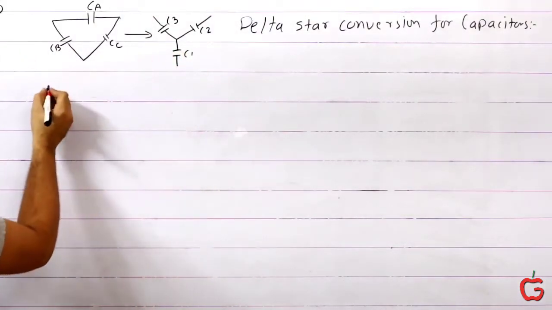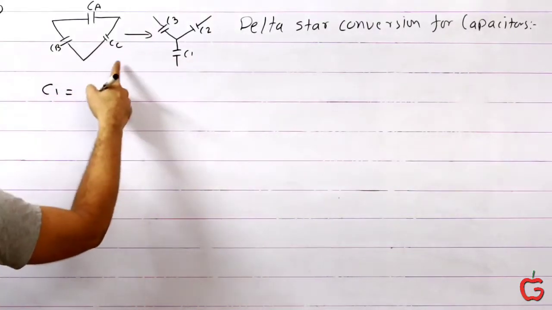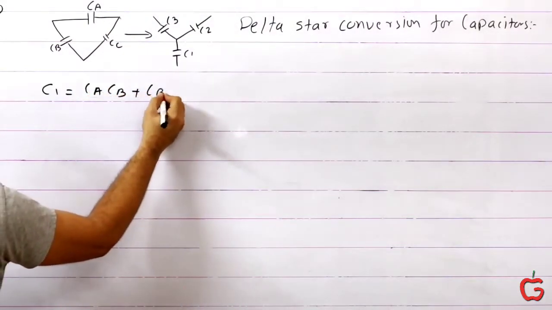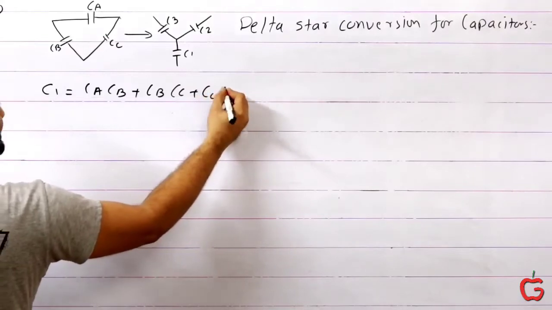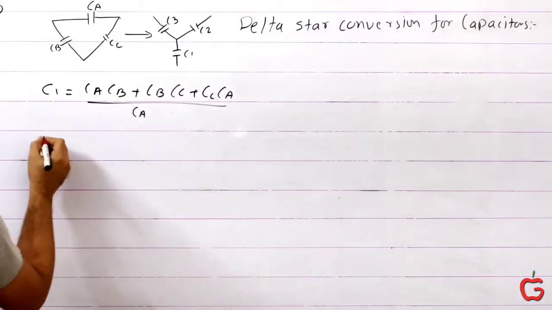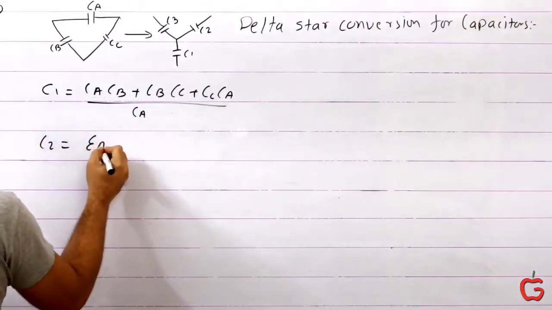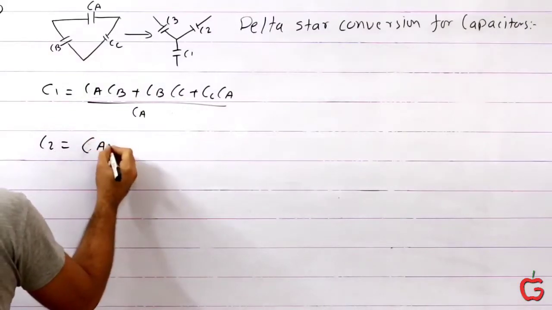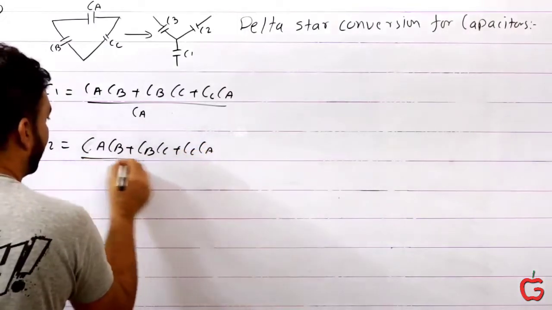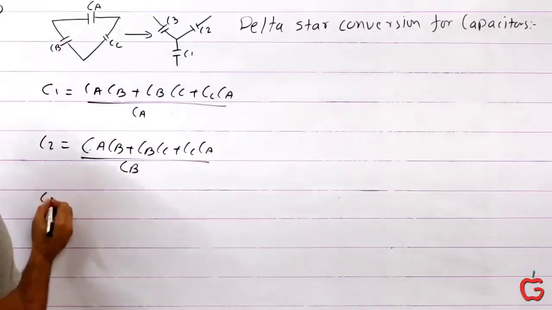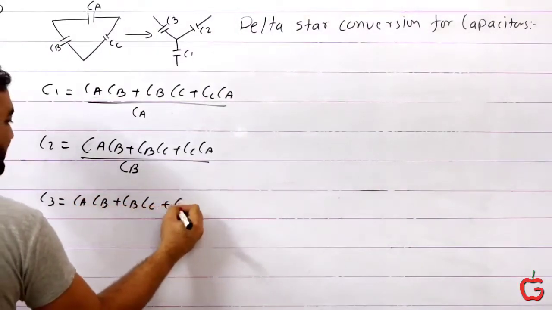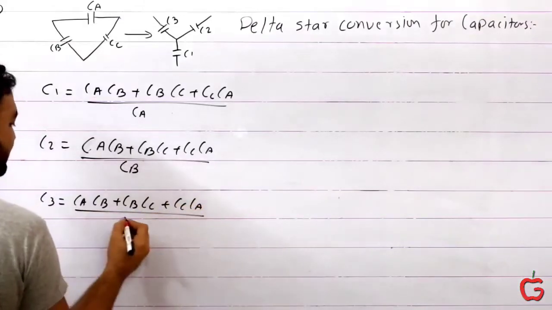So here C1 is going to be the product CA CB plus CB CC plus CC CA, divided by the one opposite to C1, which is CA. So this is C1. C2 is going to be again CA CB plus CB CC plus CC CA by CB, and C3 is going to be CA CB plus CB CC plus CC CA by CC.